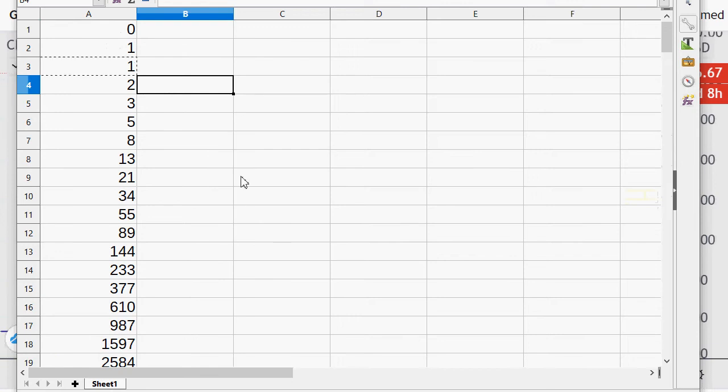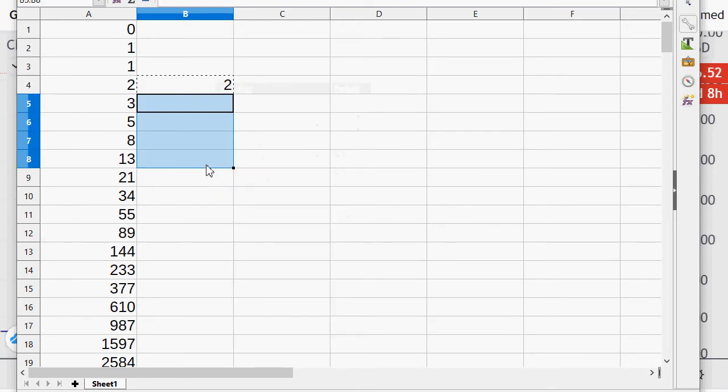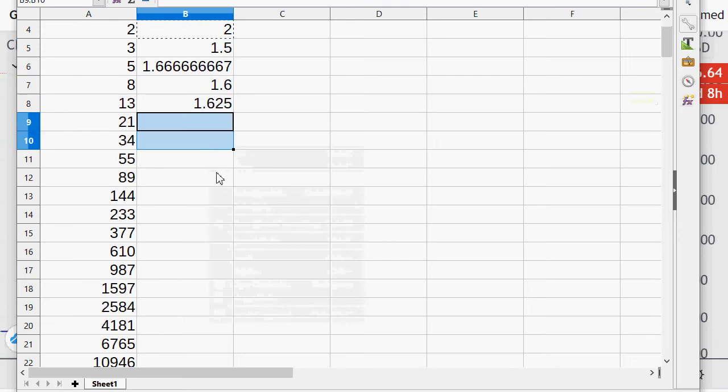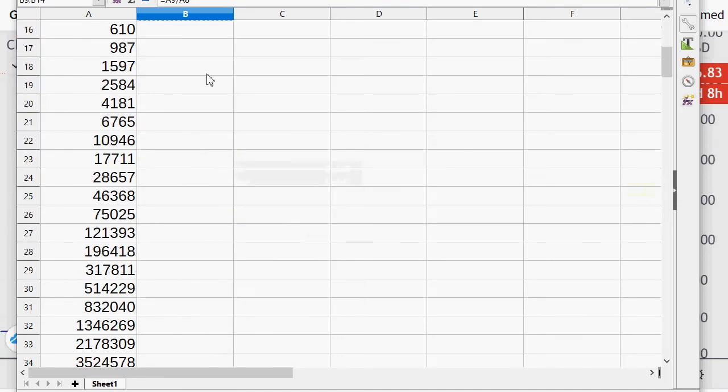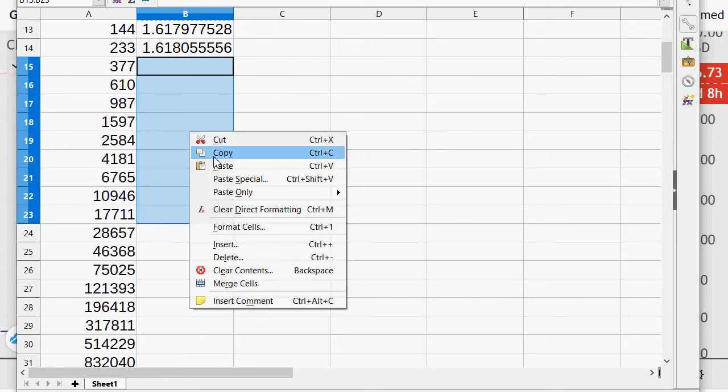If I go this divided by this, I get 2. But as I go further, this will just keep on making the number pattern go to the 1.618, and then it's going to go 033 as well, and so on.